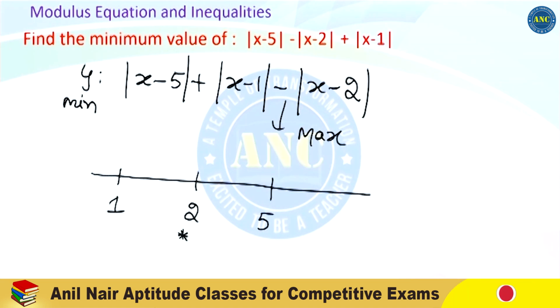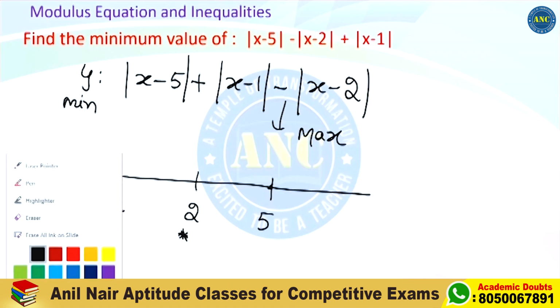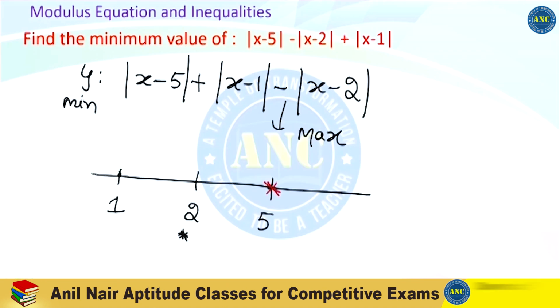So 2 has to cover maximum distance. If this is not there, the answer would have been either 1 or 5, because it has to cover maximum distance. From 2 to 1, the distance is 1. From 2 to 5, the distance is 3. Maximum means the chosen point is nothing but 5.